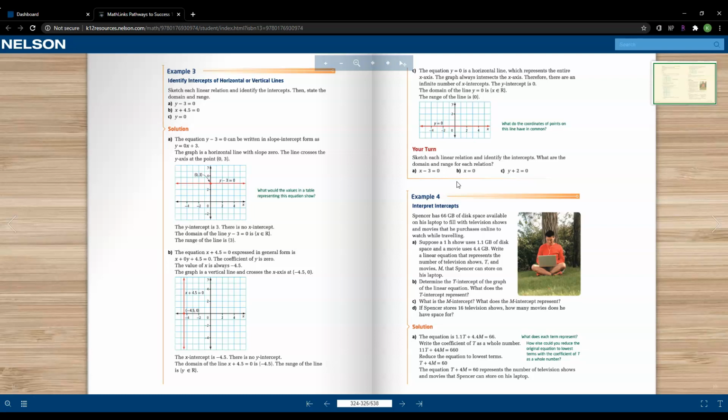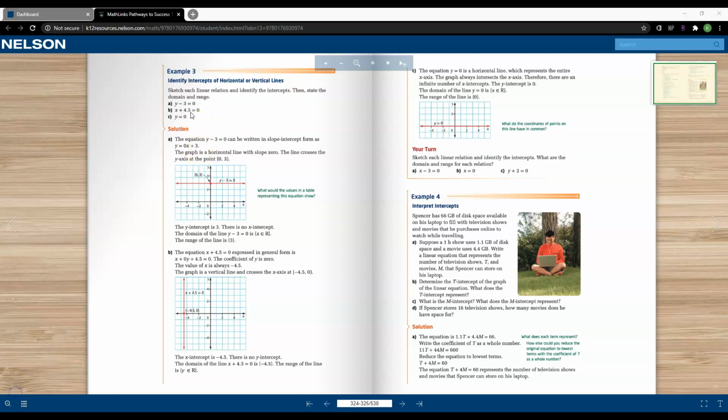Identify the intercepts of horizontal or vertical lines. This is going to be the same sort of thing, but these are special cases when you get horizontal and vertical lines. Sketch each linear relation and identify the intercepts, then state the domain and range. For this one, y minus 3 equals 0.